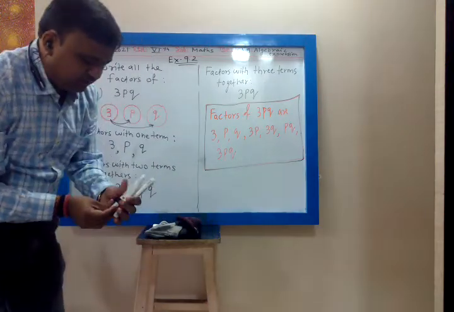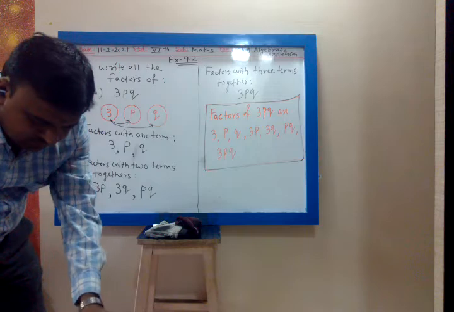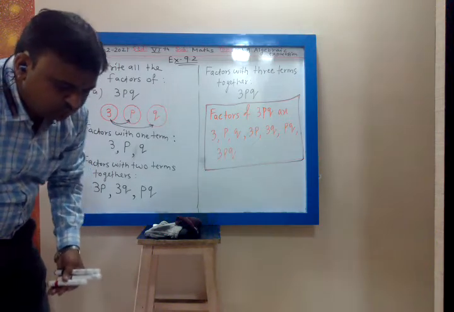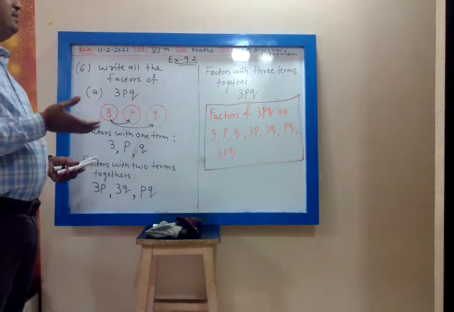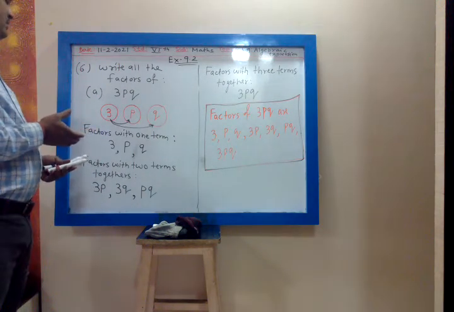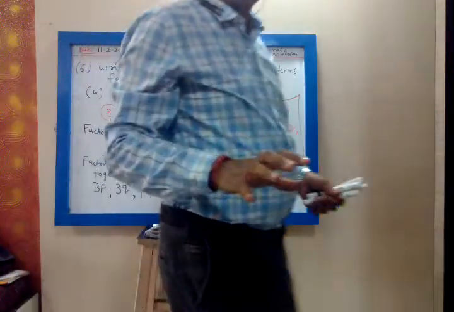We write once only. Is it clear? Then, my dear, 1 is always a factor. So that 1 is a trivial factor that we do not consider.